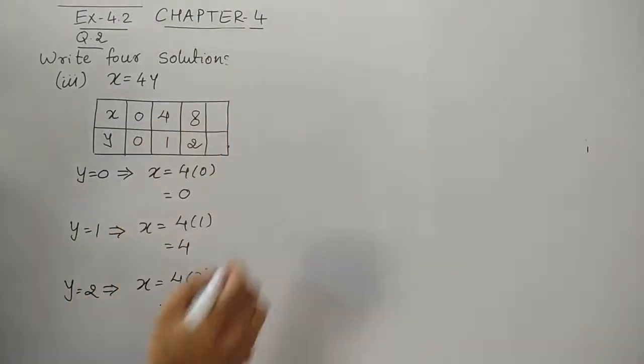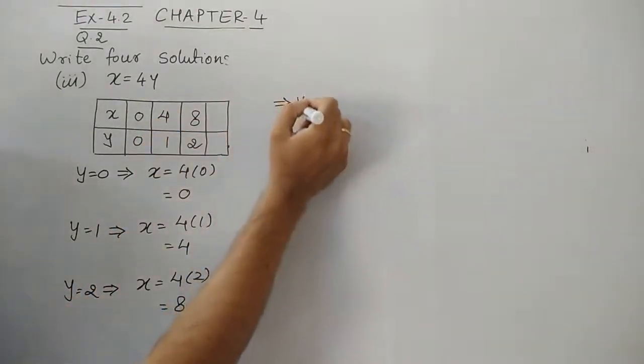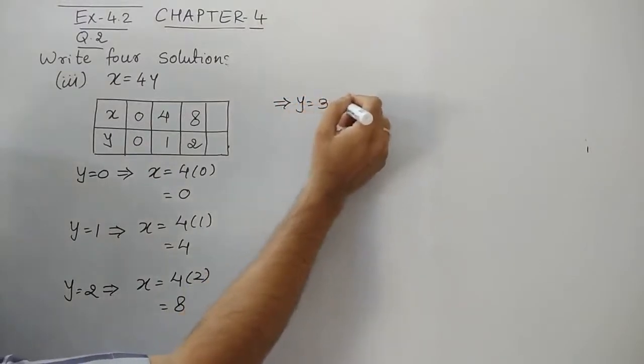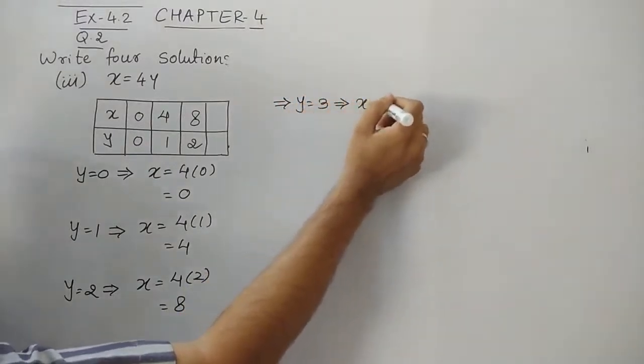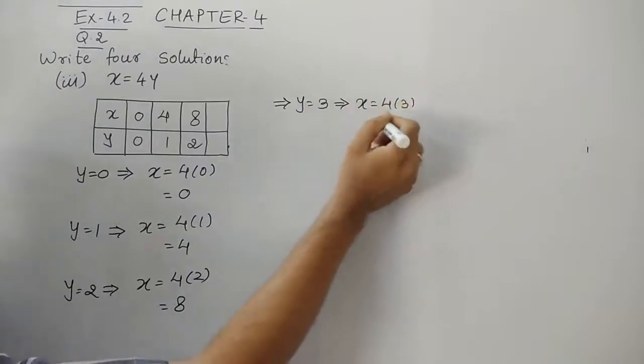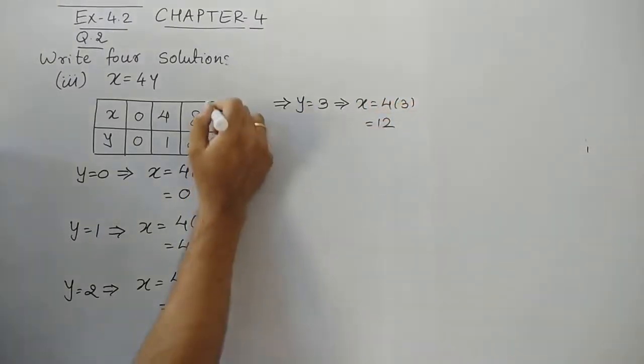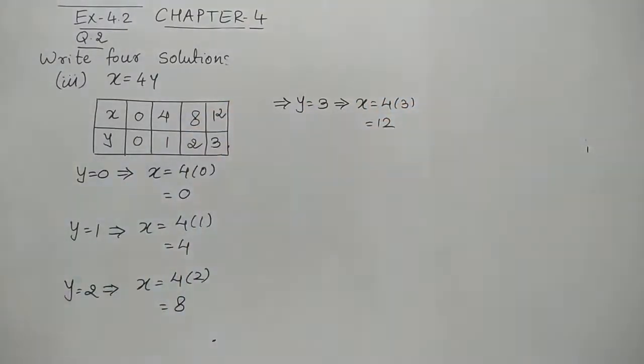One more value we have to find out. Let's go for y is equals to 3. So x is equals to 4 into 3. So that is 12. So this is 3 and 12. Thus we get the 4 solution. As we discussed earlier also, we can get infinitely many solution.